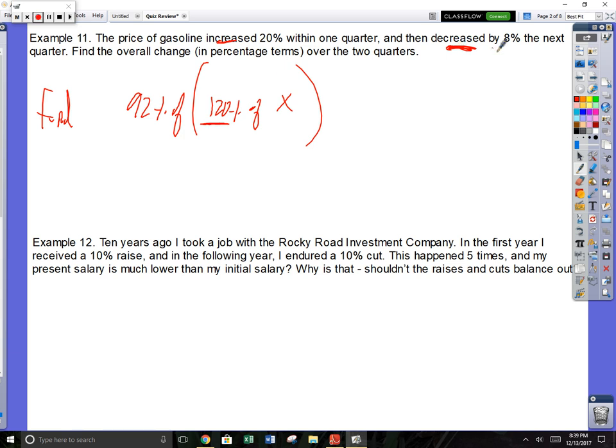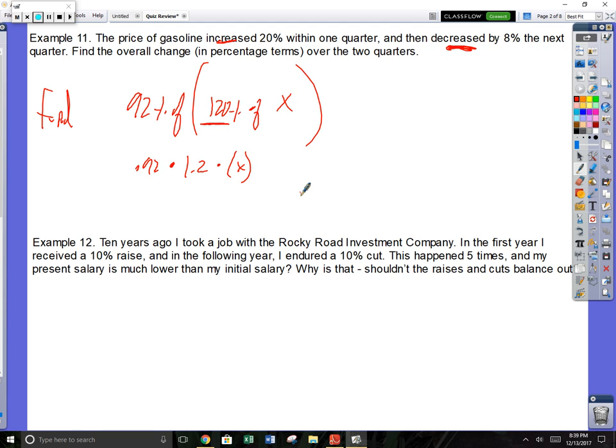Then if it's going to decrease by 8, you are going to find 92% of it. And that represents an 8% decrease. So if you multiply this, the math is going to be 0.92 times 1.2 of whatever the original cost was. And 0.92 times 1.2, let's see, what is that? It's like 110%.